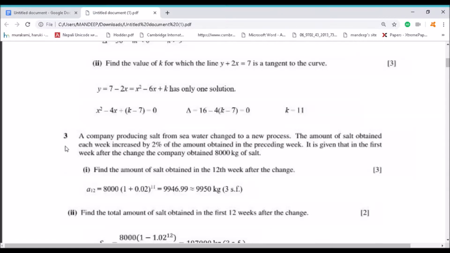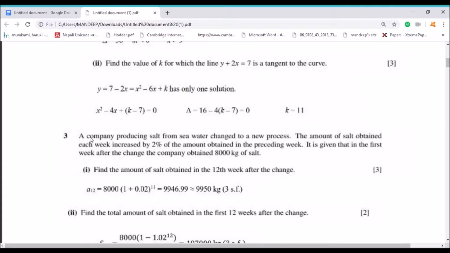Let's move to question number 3. A company producing salt from seawater changes to a new process. The amount of salt obtained each week increased by 2% of the amount obtained in the preceding week. It is given that in the first week after the change, the company obtained 8,000 kg of salt. Find the amount of salt obtained in the 12th week of the change. So it's a question from geometric sequences.